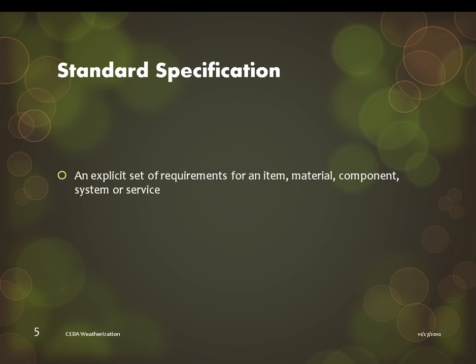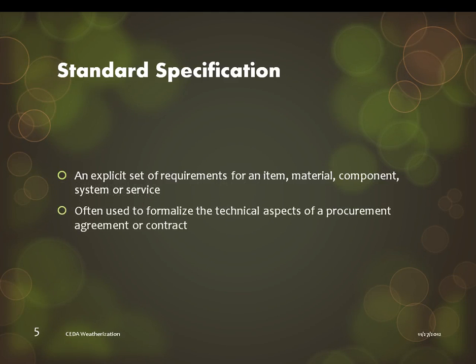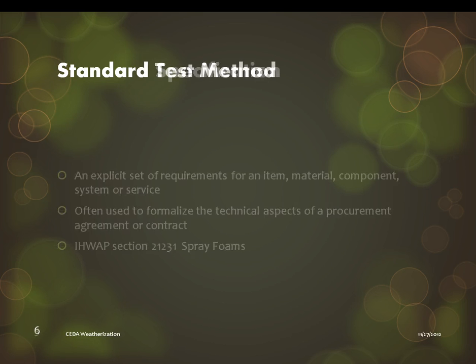So, a standard specification. It's an explicit set of requirements for an item, material, component, system, or service. So this details materials for the most part. It's often used to formalize the technical aspects of a procurement agreement or contract. An example might be IHWAP section 21231 detailing spray foams.